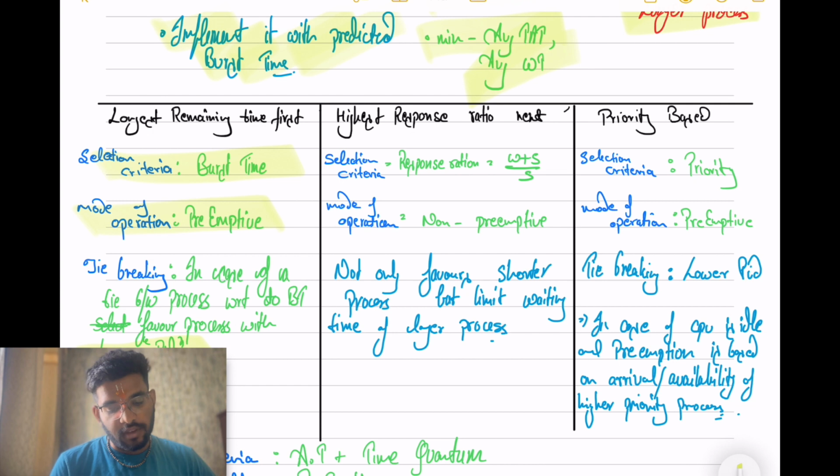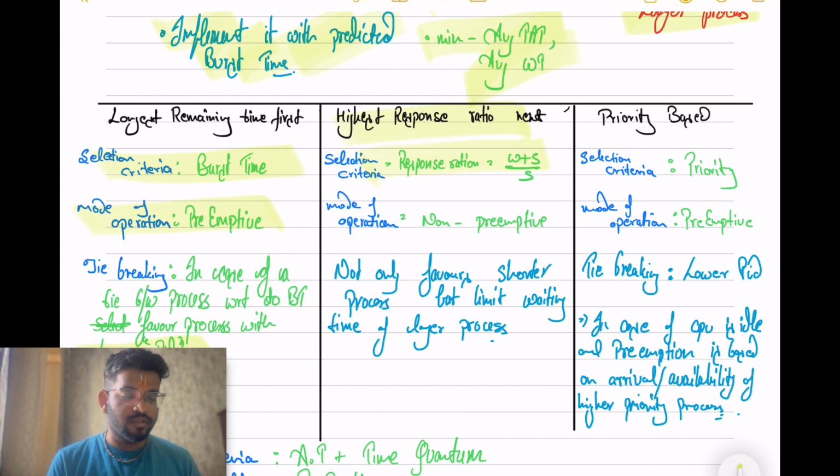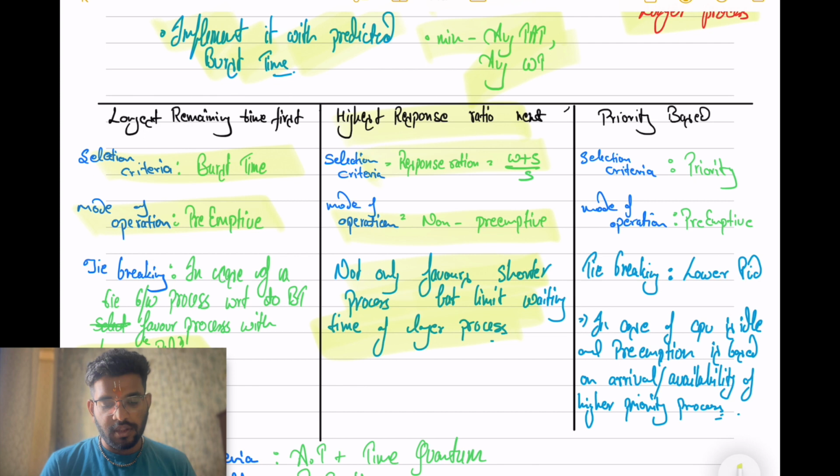Highest response ratio next. It's a type of dynamic algorithm because its selection criteria is based on response ratio, which is waiting time plus service time divided by service time. S means service time, which signifies burst time. Mode of operation is non-preemptive. It not only favors shorter processes but limits the waiting time of larger processes. As the waiting time increases for longer processes, their response ratio increases.